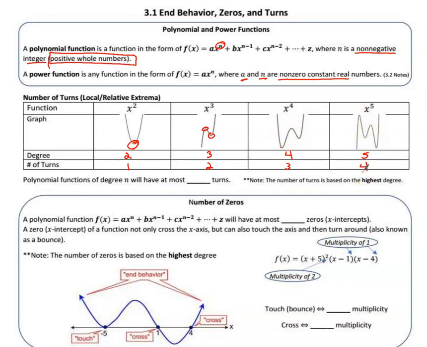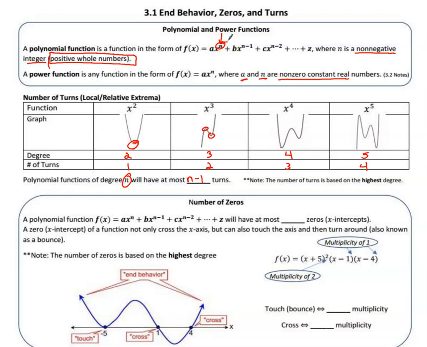Now, there could be less, but at most, whatever the degree is, the number of turns will always be 1 less than that. It's based on the highest degree. So when you're looking at a polynomial function, you look for the highest degree, and 1 less than that is the maximum number of turns that graph could have.